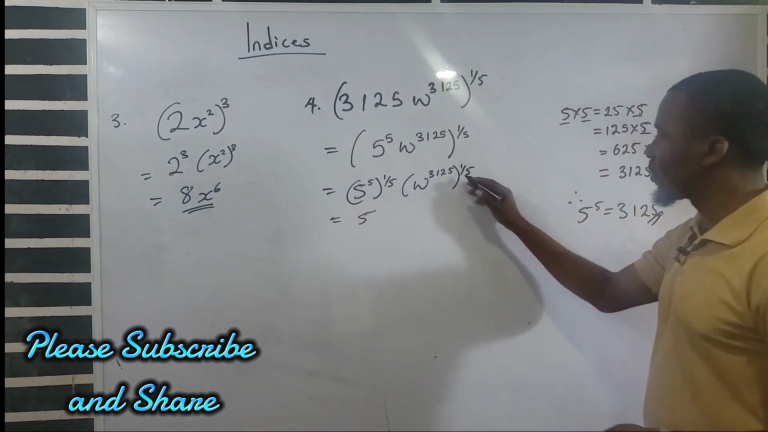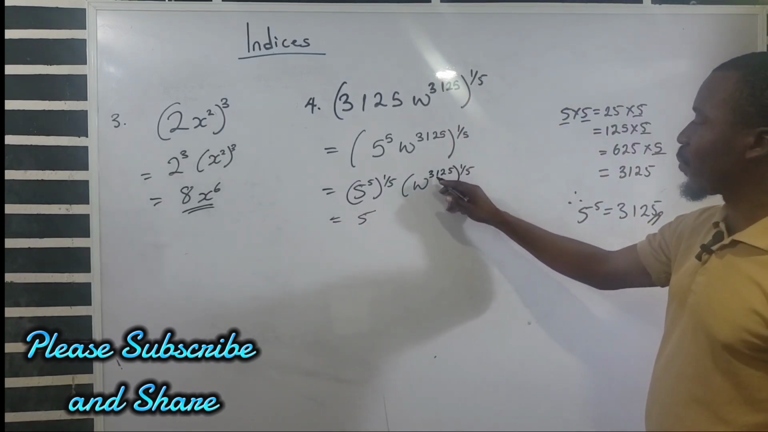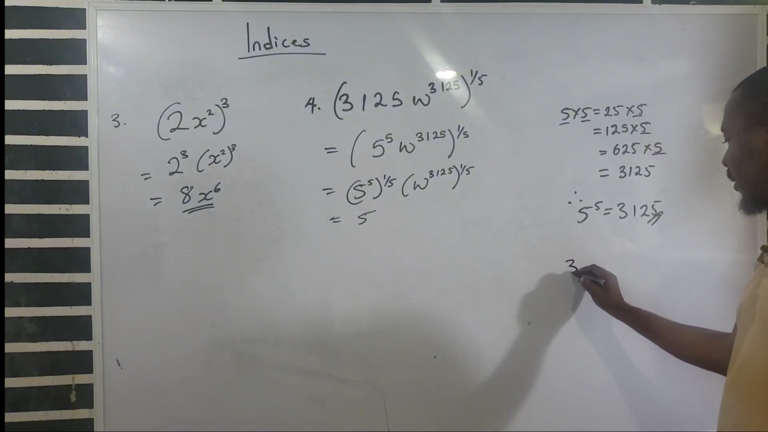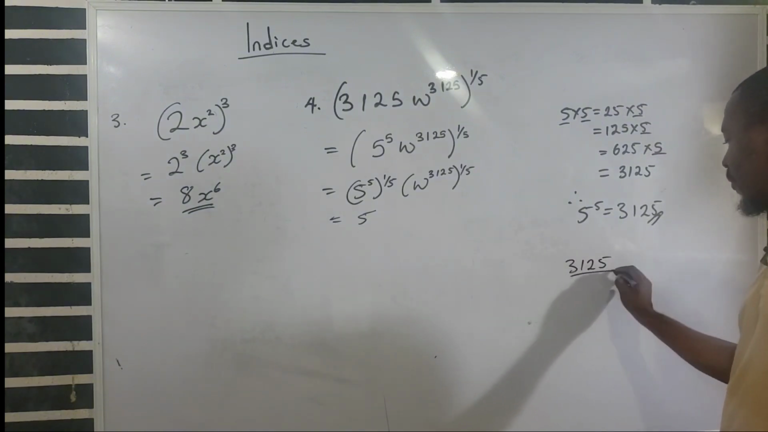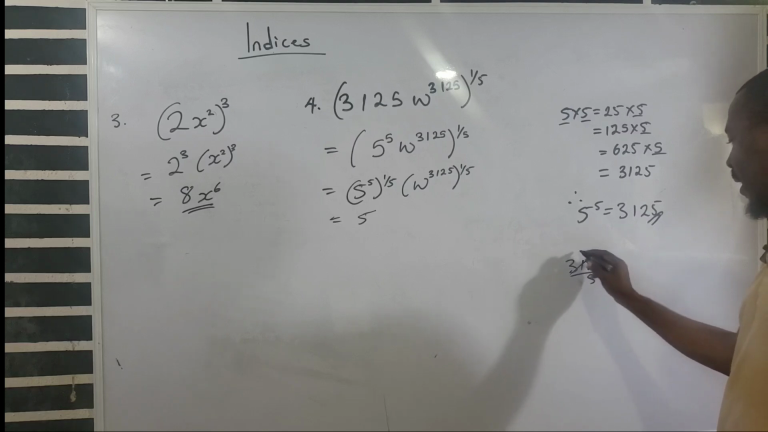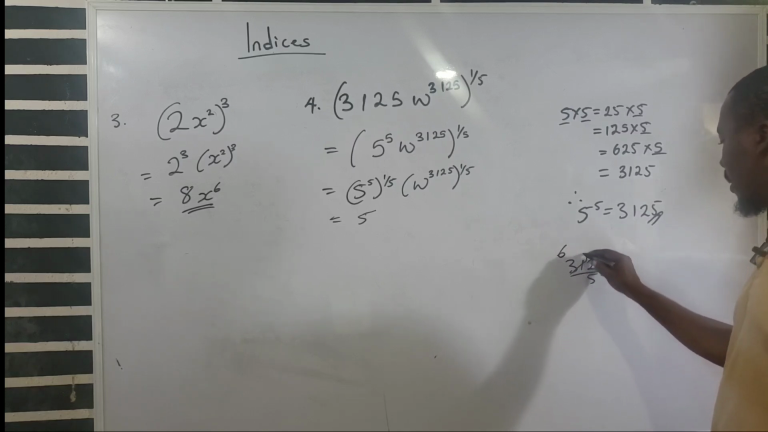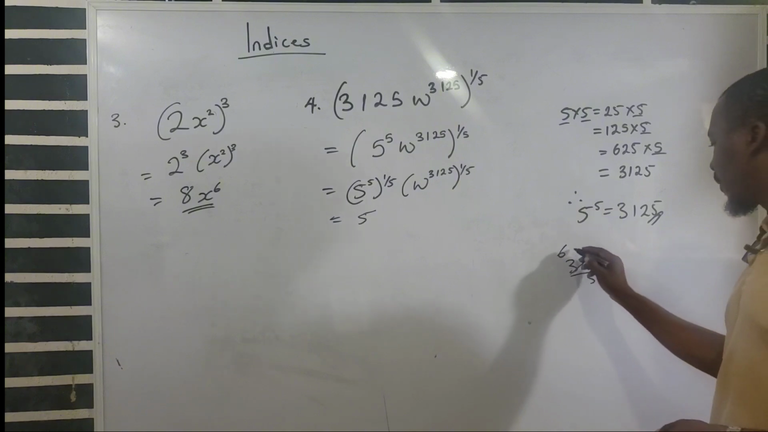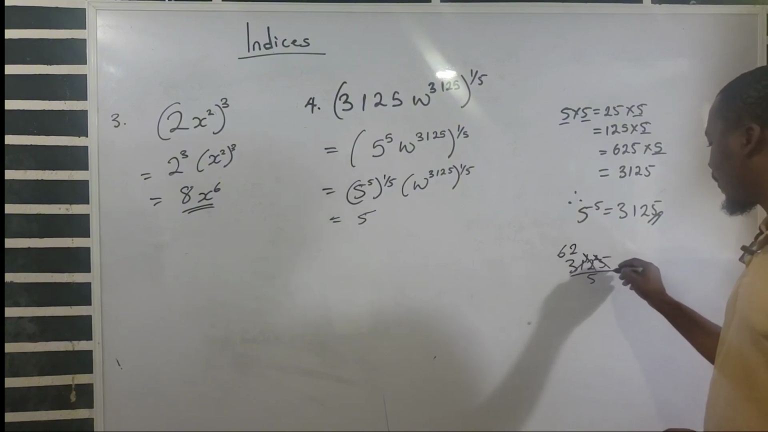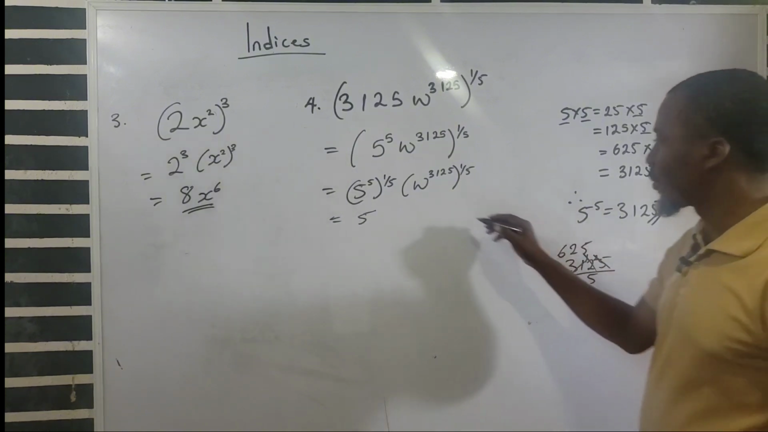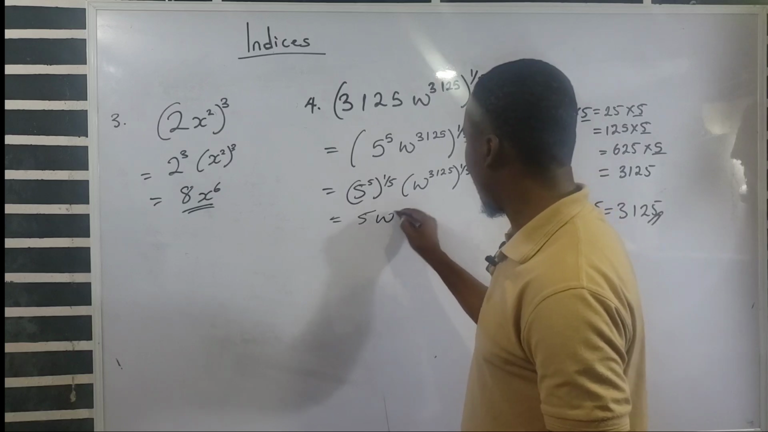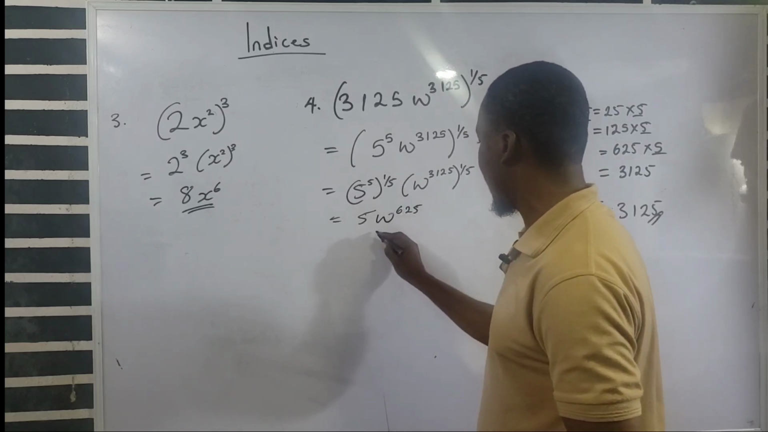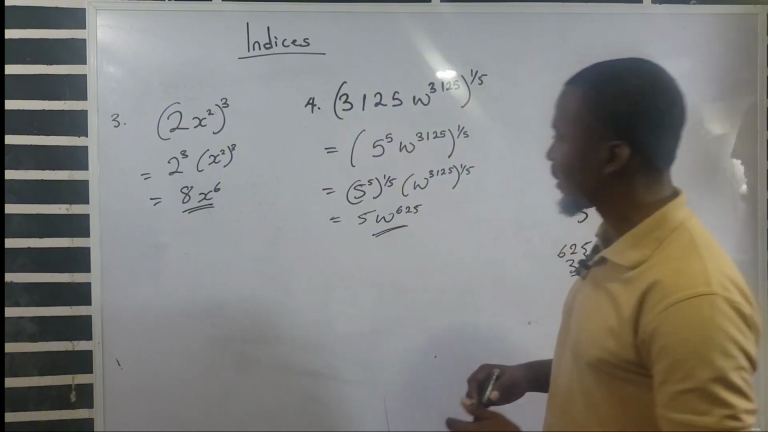Then here we need to divide 3125 by 5. So we need to get the answer 3125 over 5. 5 here will give us 6, remember 1. 5 here will give us 2, remainder 2. 5 here will give us 5. So that will give us 5 raised to power 625. Okay, so that's our answer there.